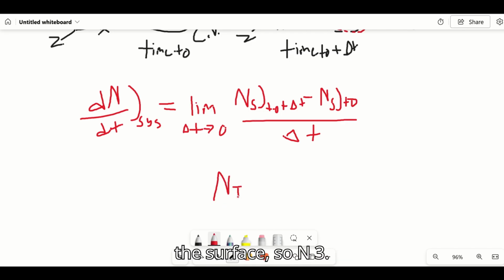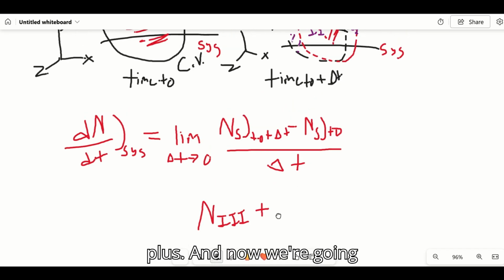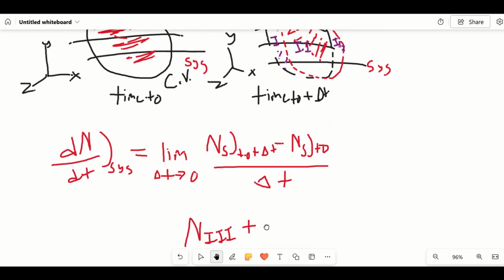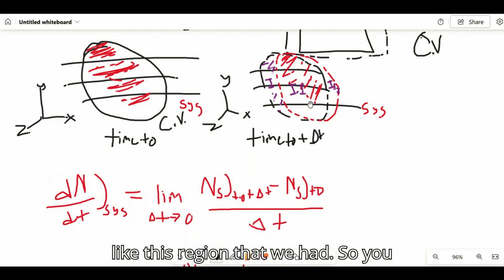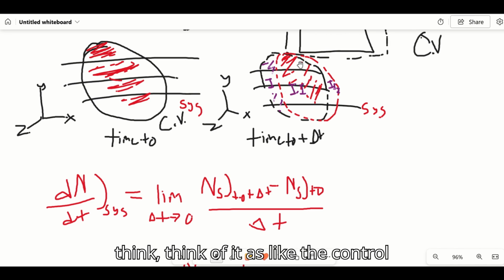So n3, and that's going to be plus, and now this right here is going to be this region that we had. You think of it as the control volume.